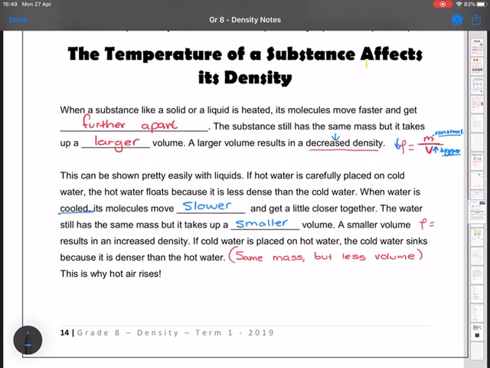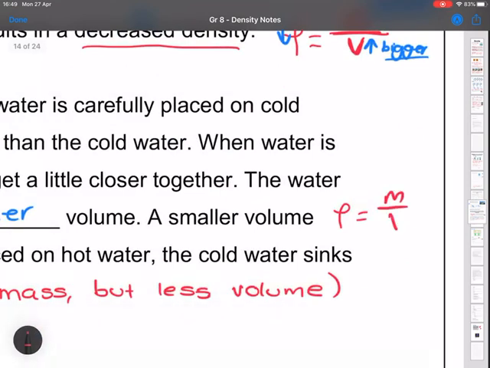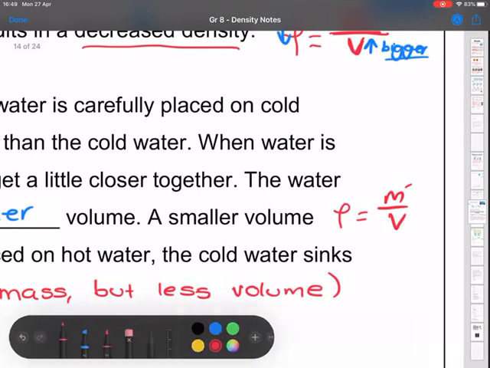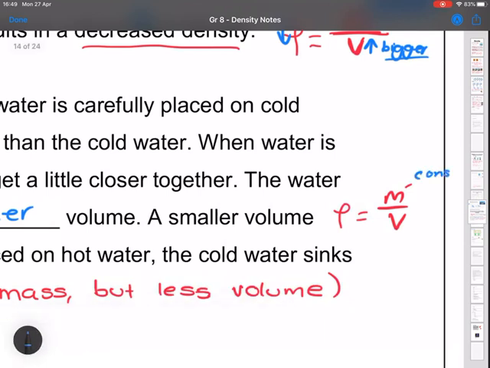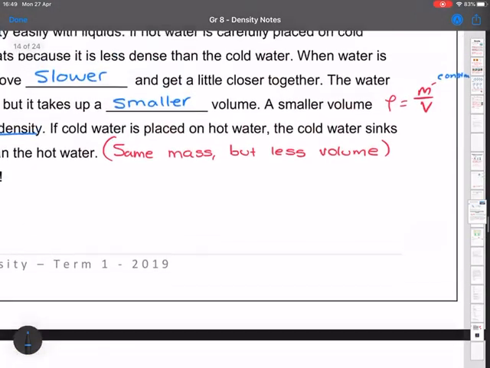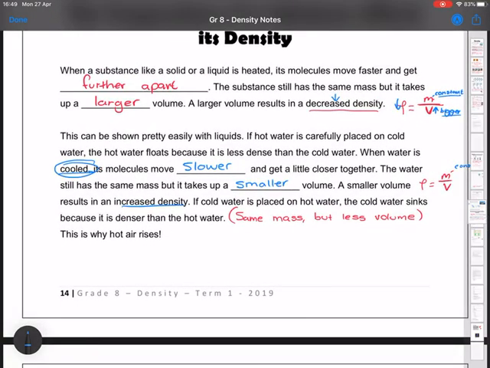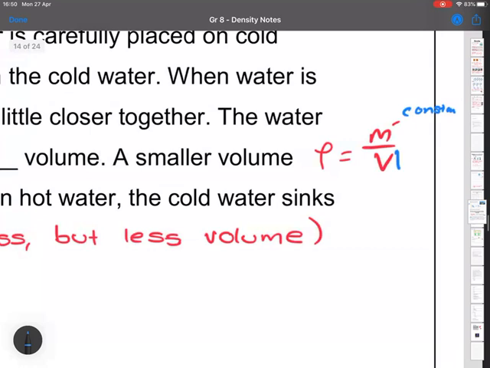because the water is cooled. So when it's cooled, it's smaller volume, and a smaller volume results in increased density. So according to the formula again, density is mass per unit volume. Mass is constant. If mass is constant and you are cooling the water, then the volume will decrease. So your volume will decrease, and if you're taking a constant, dividing it by a smaller number, your density is actually going to go up.